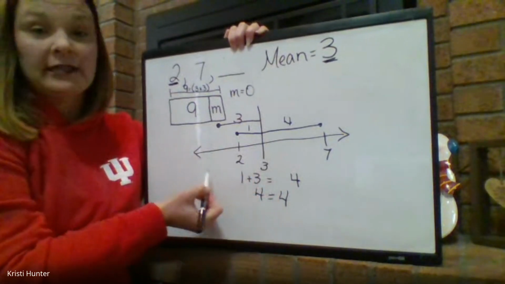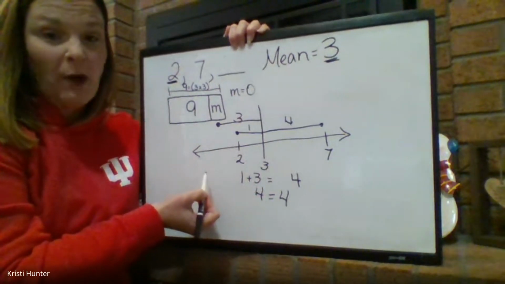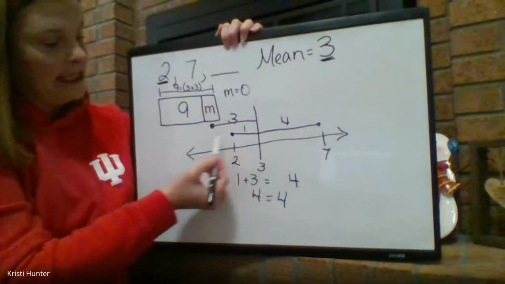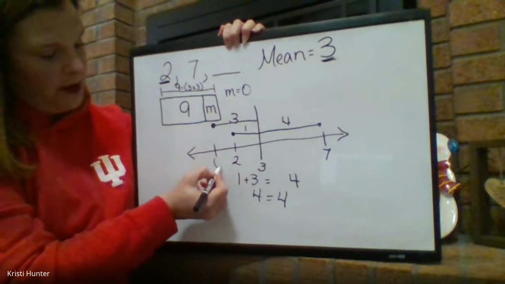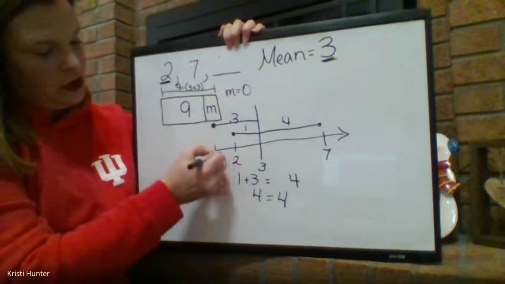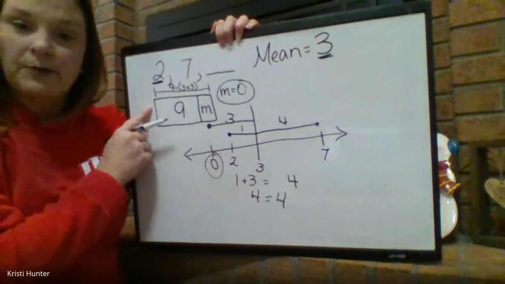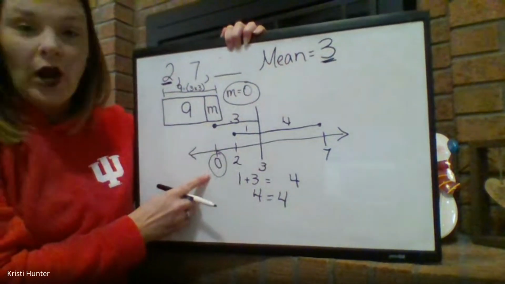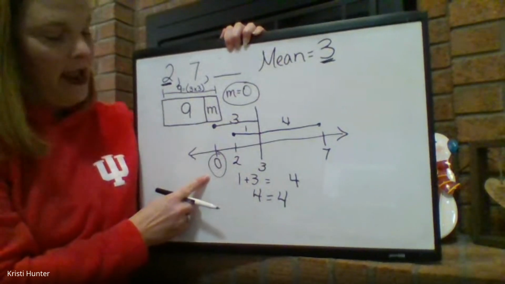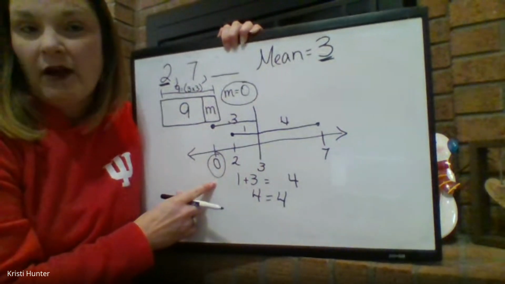So if I add a 3 to this side, 3 going to the left means it's getting smaller. So 3 take away 3 would drop me down to 0. So my missing value, whether I use the bar diagram or I use my line plot way, I figure out that it's a 0.